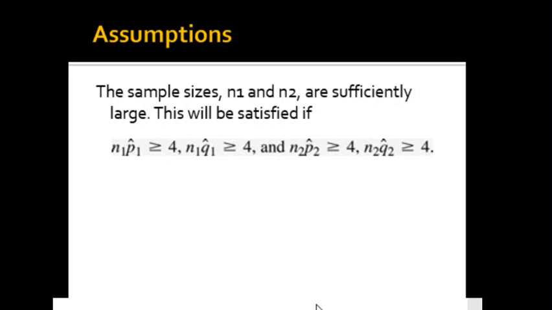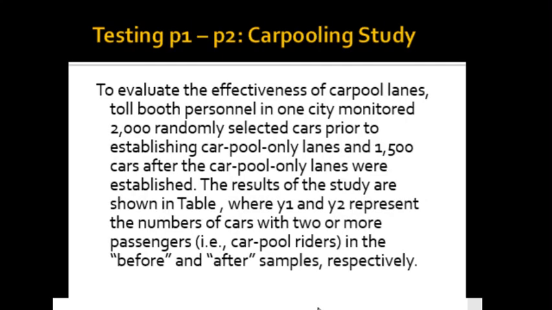The assumptions will be, we need to check the sample size is large enough for both. So N1 P1 hat, N1 Q1 hat, N2 P2 hat, and N2 Q2 hat all should be greater than or equal to 4. Okay, so here's an example for comparing the two population proportions.